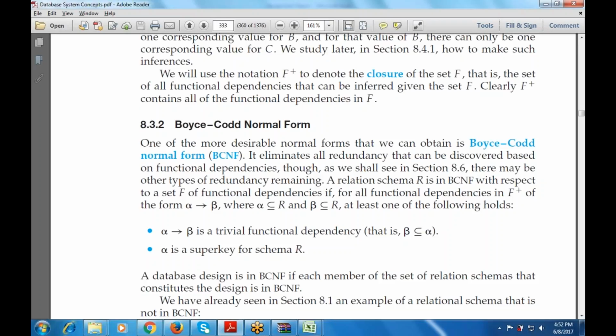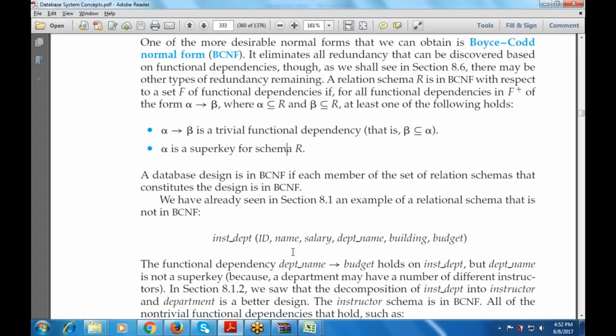A relation schema R is in BCNF with respect to a set F of functional dependencies if, for all functional dependencies in F+ of the form alpha → beta, where alpha is contained in R and beta is also contained in R, at least one of the following holds: alpha → beta is a trivial functional dependency, that is, beta is contained in alpha; or alpha is a super key for the schema R. And a database design is in BCNF if each member of the set of relation schemas that constitutes the design is in BCNF.